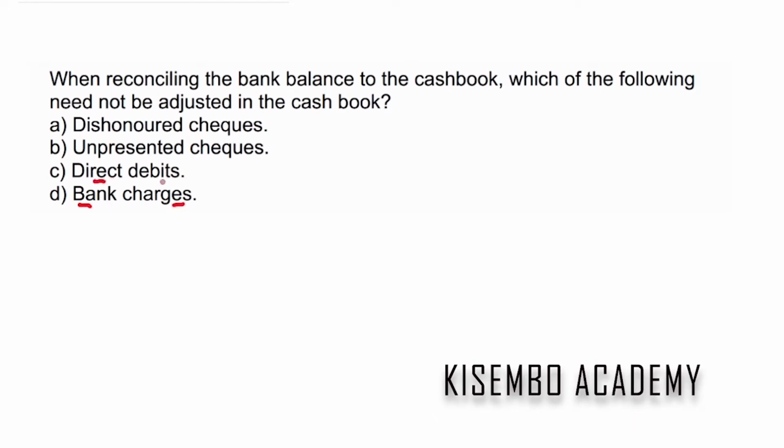We have direct debits. This is money that is put in the bank but the people in the business are not aware of. So that is something that appears on the bank statement but does not appear in the cash book. So we correct this issue in the adjusted cash book.